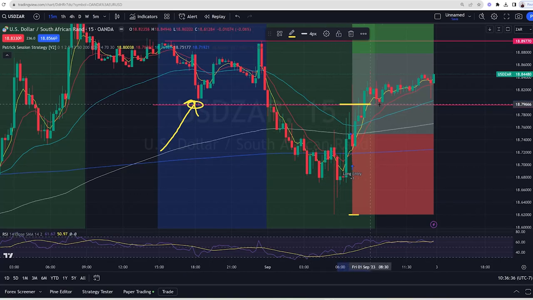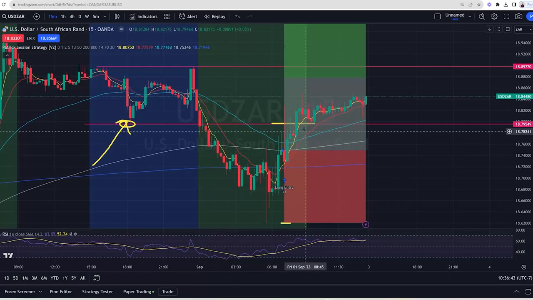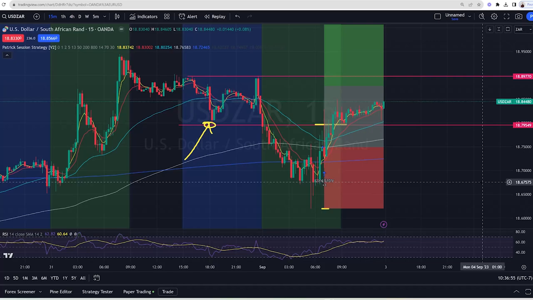Notice what happens right there. What happens? Right here, we rejected, rejected, rejected, and then it broke above. Now, this is interesting, because lots of people are trying to understand how to scale into opportunities. And there's two things to say here.